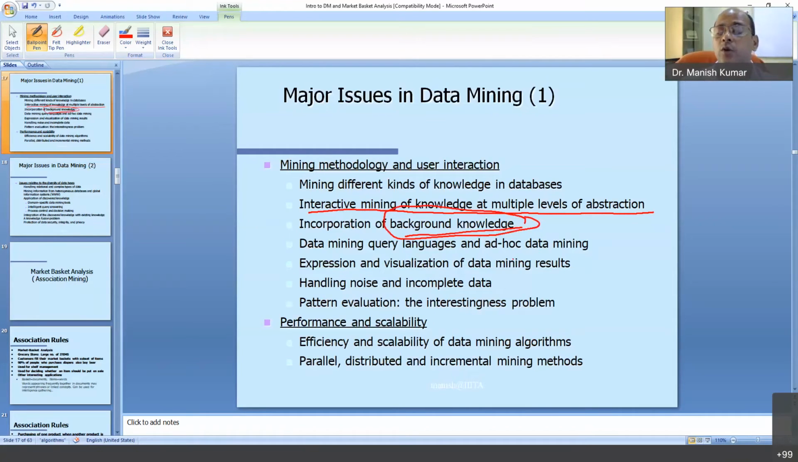Choosing a data mining query language or ad hoc data mining languages, I think you are free to choose any applications or any sort of languages, provided that the particular language or application provides all the constructs which could be useful for analysis. Okay. So you have expression, visualization, then handling noise and incomplete data. Pattern evaluation is actually the interestingness problem which I already discussed. Yes, these two are very important: efficiency and scalability.